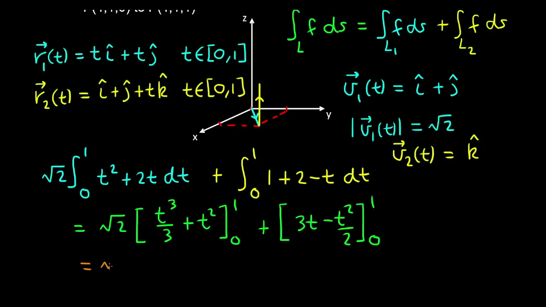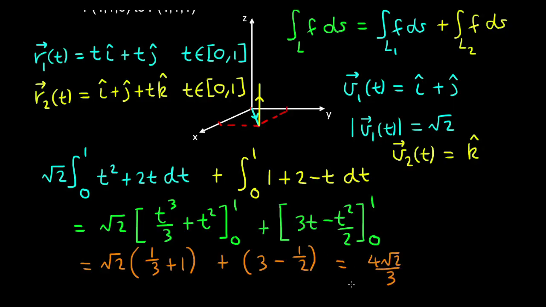So that gives root 2 by a third plus 1 plus 3 minus a half. So 1/3 plus 3/3 is 4/3. So we get 4 root 2 on 3. And 3 is 6 on 2 minus a half is 5 on 2. So that's the integral over our piecewise line segment being L1 union L2.